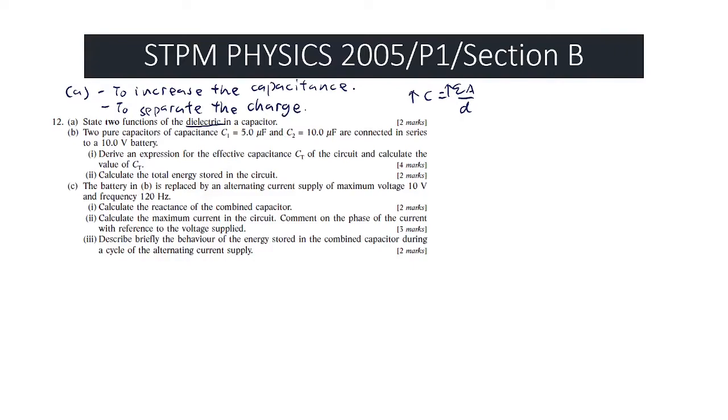And now B, two capacitors of capacitance C1 5 microfarad, and C2 10 microfarad are connected in series to a 10 volt battery. So this 10 volt is V. Now derive an expression for the effective capacitance CT of the circuit and calculate the value of CT. So this is B1.